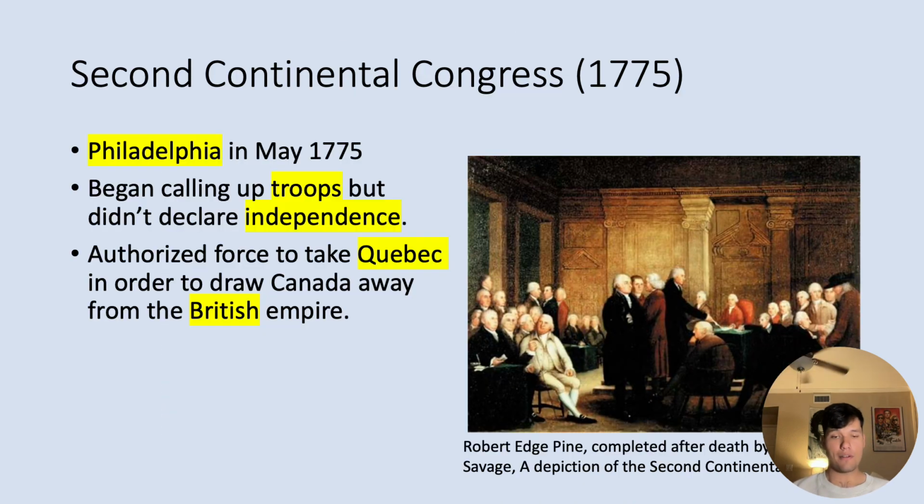All right, so about a month later, in May 1775, the Second Continental Congress met in Philadelphia, but this time they began to prepare for war by calling up troops. Though they still hadn't declared independence, they authorized an expedition to take Quebec in hopes of drawing Canada away from British influence, right? And despite these actions, there was still a strong desire amongst many delegates to resolve their issue with Britain peacefully. So just keep that in mind. This is what's happening in May 1775. And let's go ahead and write down the notes if you haven't already, and let's move on.